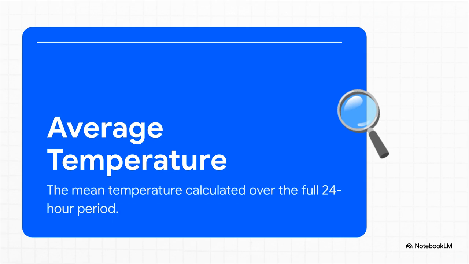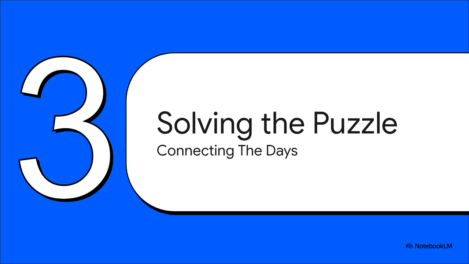And now for our final piece of the puzzle, the average temperature. This is just the mean of all the temperature readings from the whole day. It smooths out the highs and lows and gives you the day's overall story in one number. Okay, deep breath. We've got our clues, minimum, maximum, average. We've got our process, calibrate, read, record, reset. Now it's time to put it all together. Let's solve this thing and figure out how yesterday's numbers are the boss of today's.